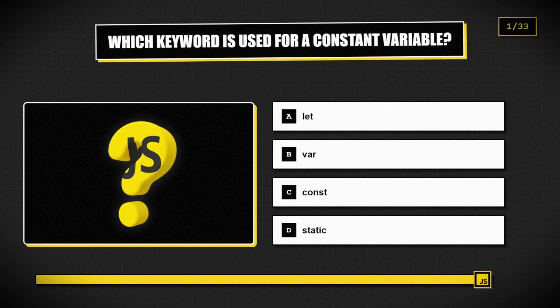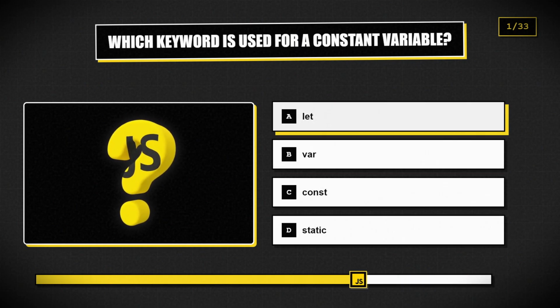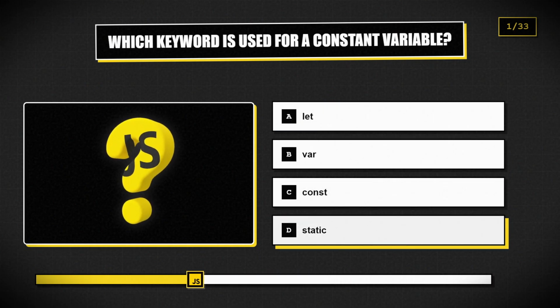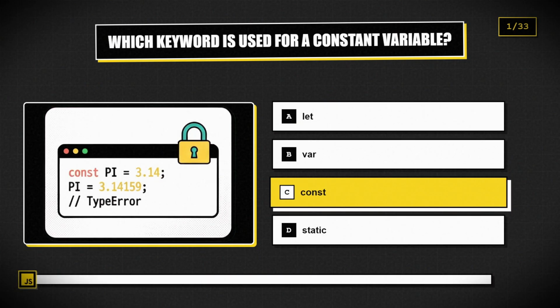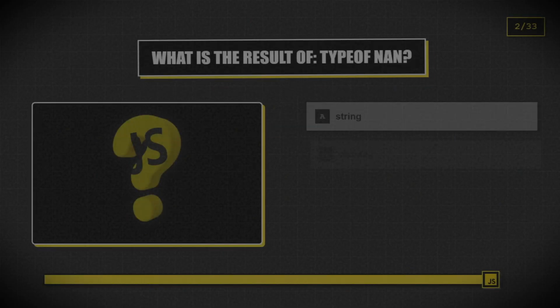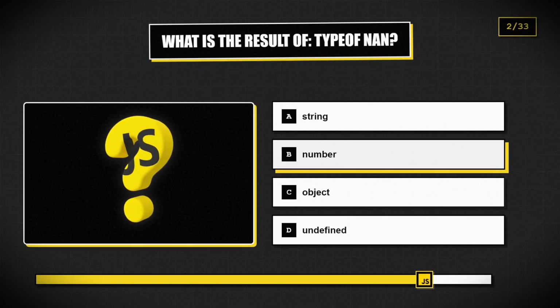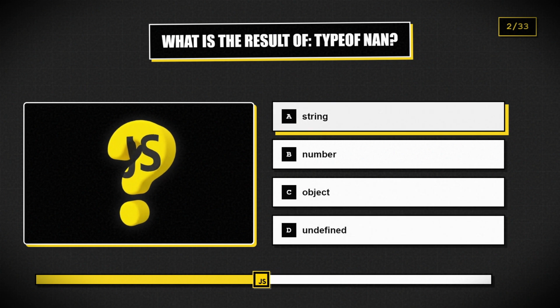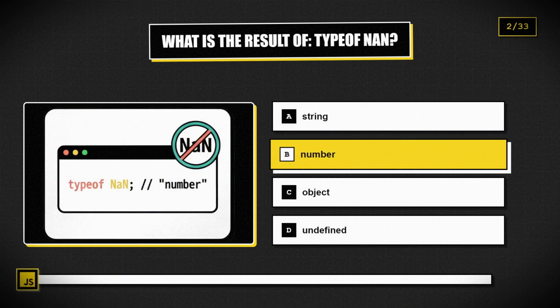Which keyword is used for a constant variable? Const is used to declare variables that cannot be reassigned. What is the result of typeof NaN? In JavaScript, NaN is technically a type of number.